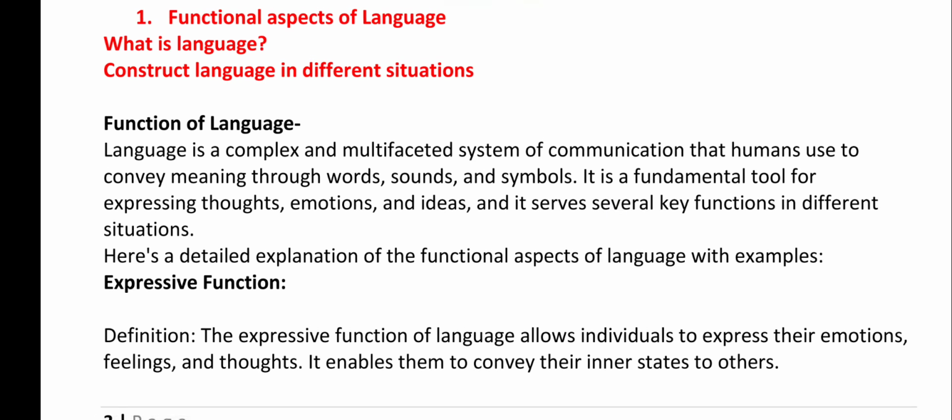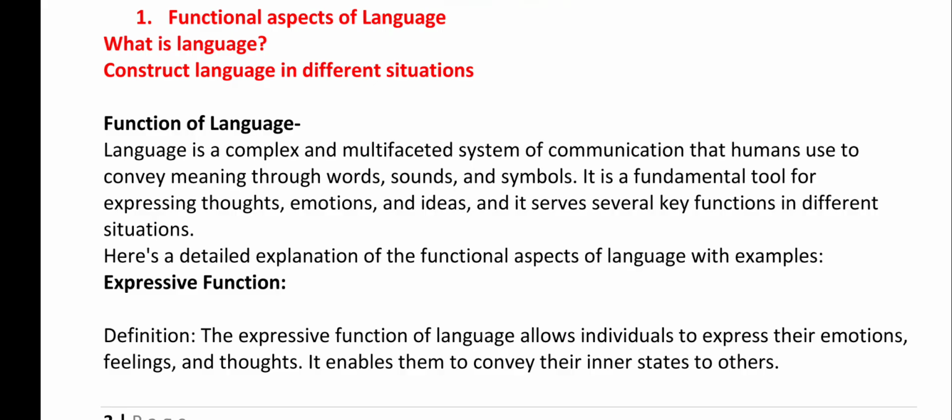So now let us start the functional aspect of language. Before that, let us see what is a language. So, language is a complex and multifaceted system of communication that humans use to convey meaning through words, sounds, and symbols. It is a fundamental tool for expressing thoughts, emotions, and ideas, and it serves several key functions in different situations. Now, what is a language?